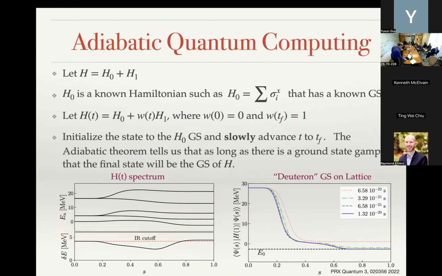Okay, so adiabatic quantum computing. It's based on the adiabatic theorem. So the idea is that you start with some H0 that you know the answer to, right? You can diagonalize it. You know what the ground state is. But there's some other H that you really want to know the ground state of.